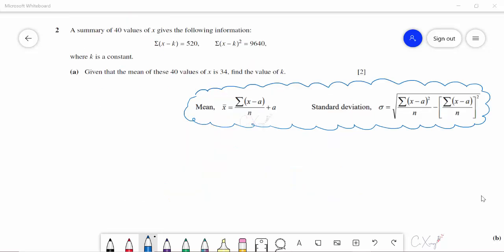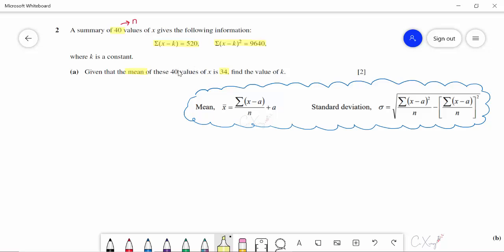Okay, so let us continue to question number 2. For question number 2, they are talking about a summary of 40 values of x given the following information. They give you the summation of x minus k and also the summation of x minus k squared, and you're having the 40 values. Please take note that the 40 here is actually the value of n, the number of data that you have. And k is a constant. Here they give you the mean of these 40 values of x is 34. Since they already give you the mean is 34, find the value of k.